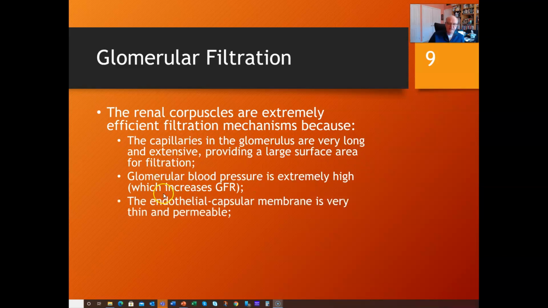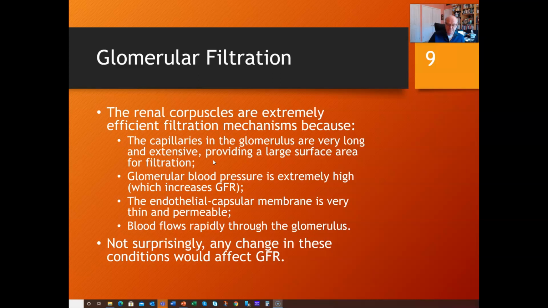Okay, and the endothelial capsular membrane is thin and permeable. So thin means obviously that there's not a great distance to get across on the filter, and permeable means it allows stuff through. And so blood will flow rapidly through the glomerulus as well. So the speed that it goes through the glomerulus, the pressure that it generates inside the glomerulus, and the permeability of the membrane can all be changed.